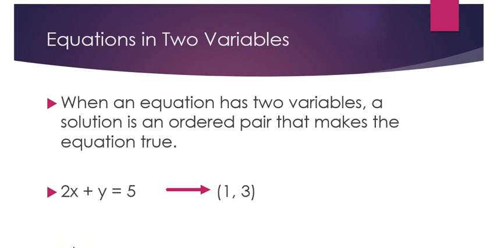So, when you have equations in two variables, a solution is an ordered pair that makes the equation true. So any ordered pair that you can substitute in for x and y that gives a true statement is a solution for that equation with two variables. Okay?